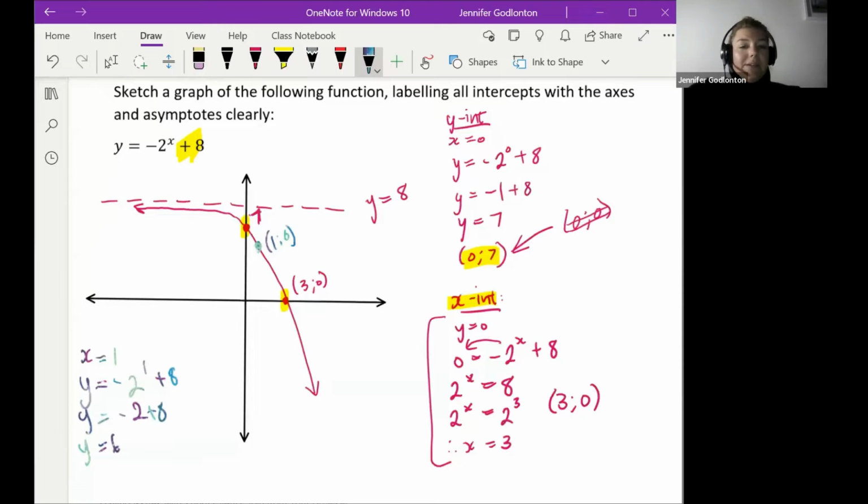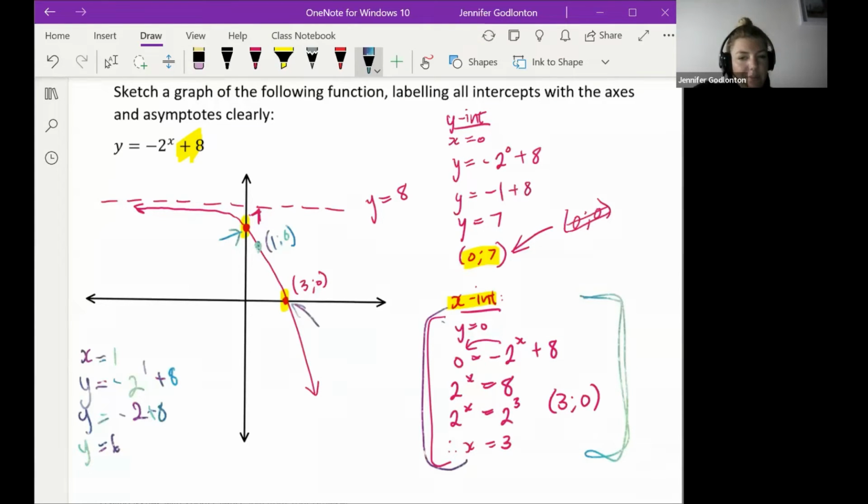But the problem is whenever we draw a graph in a test or in an exam, we have to give the coordinates of both intercepts. So if we don't do this step over here, we're not going to get that x-intercept. I hope that explains what some people were asking there.